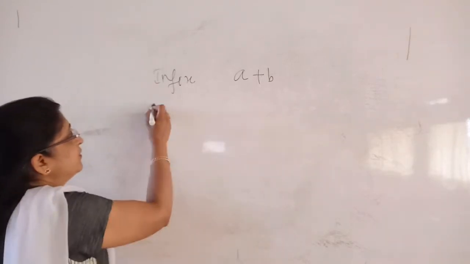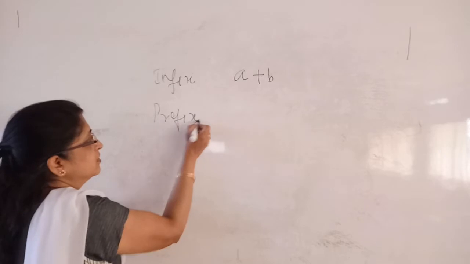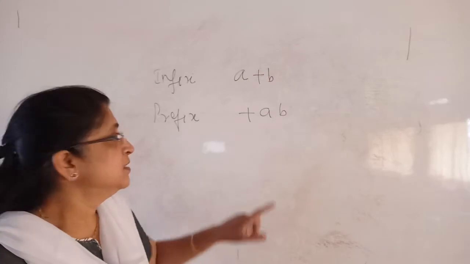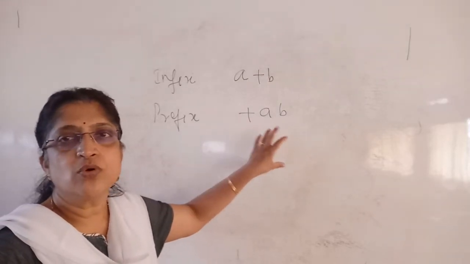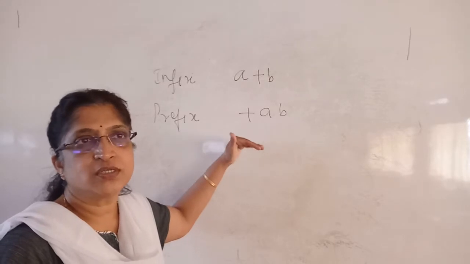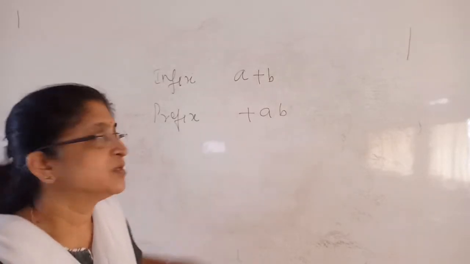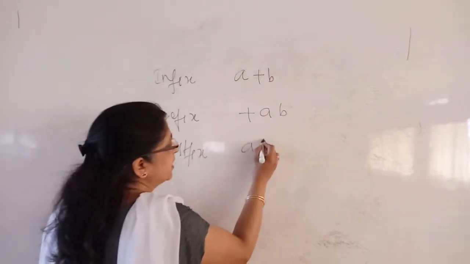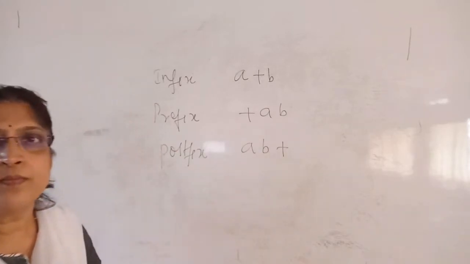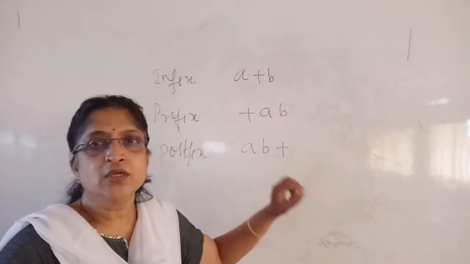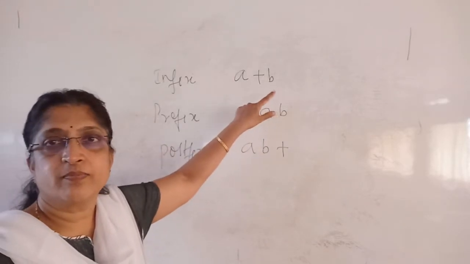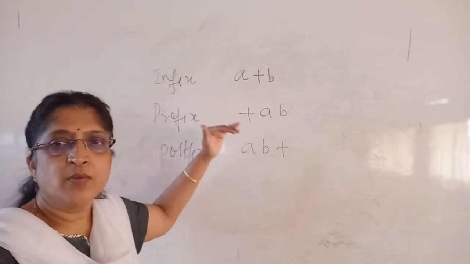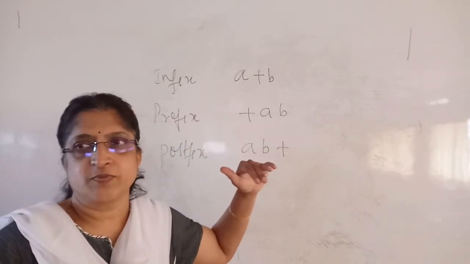Then we have a prefix expression where we write plus ab. Here the operator is before the two operands. It is in the pre-position, that is prefix expression. Then we have the postfix expression where we write ab plus, that is plus comes after the two operands. So based on the position of these operators, where plus is placed, based on that we call the expression an infix expression, prefix expression or the postfix expression.